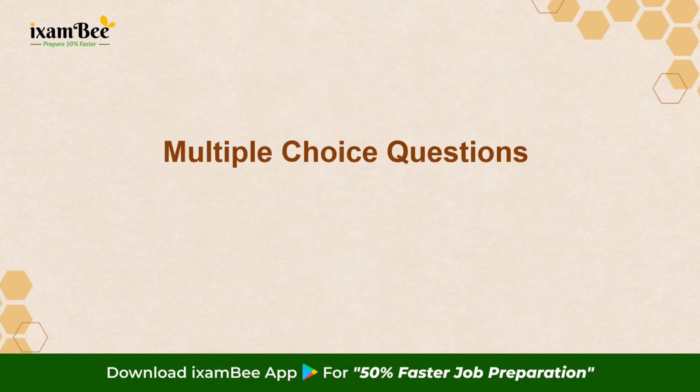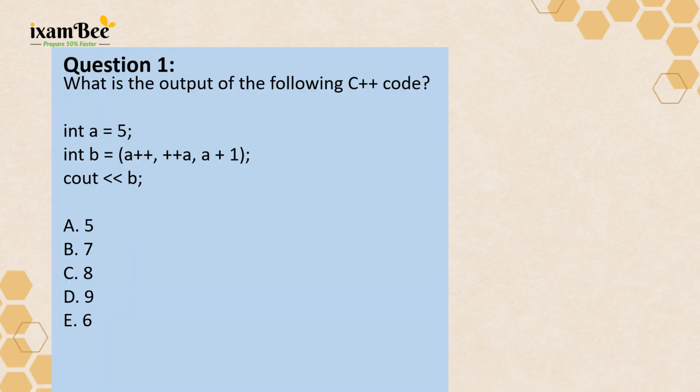Let us now look into certain MCQs in relation to operators in C++. In this first question, you have to predict the output of the following C++ code. Here, A is assigned the value of 5 and B is assigned the value A++ + A + 1. Then we are outputting the value of B. You have to give the output.